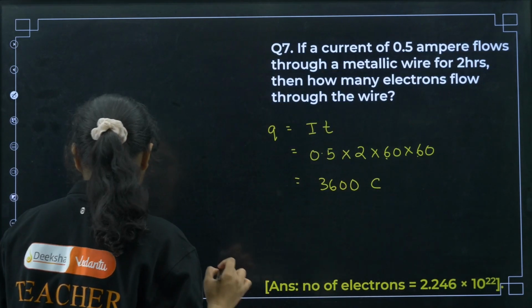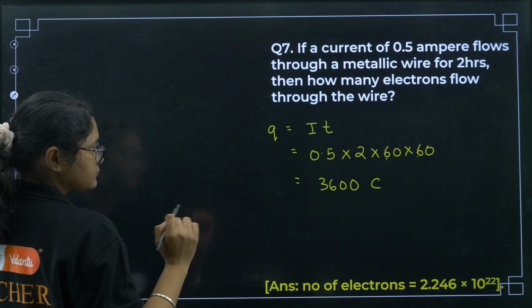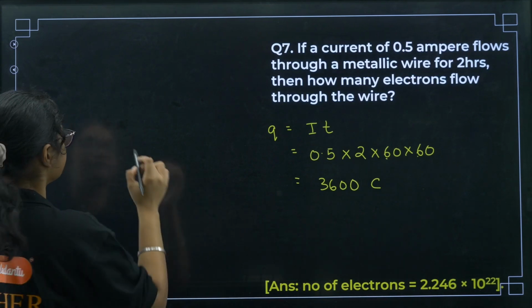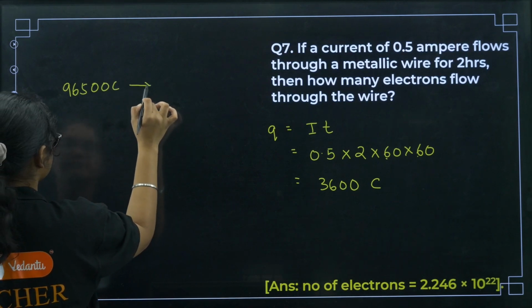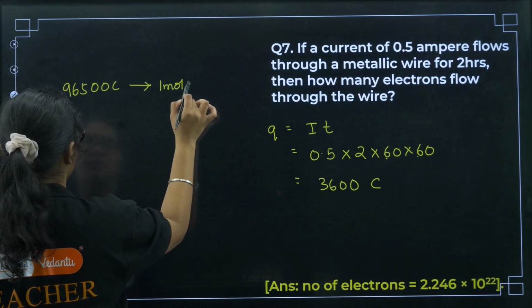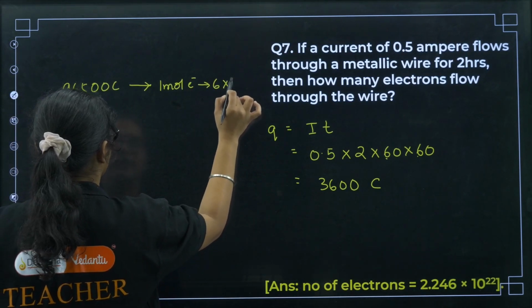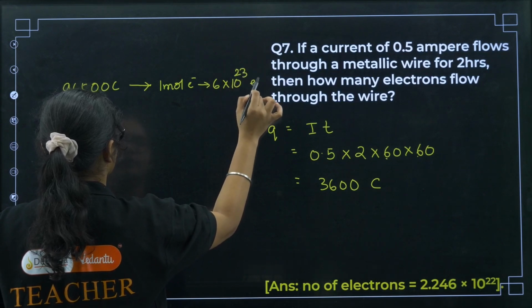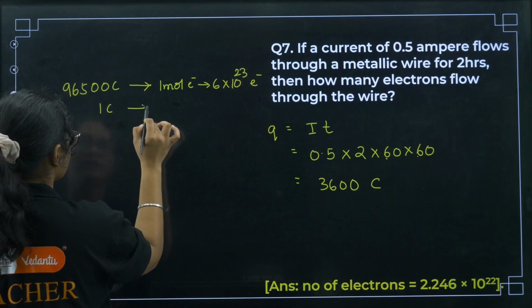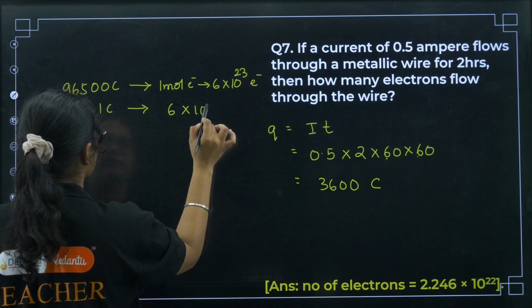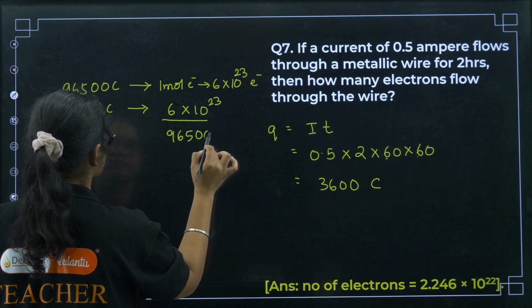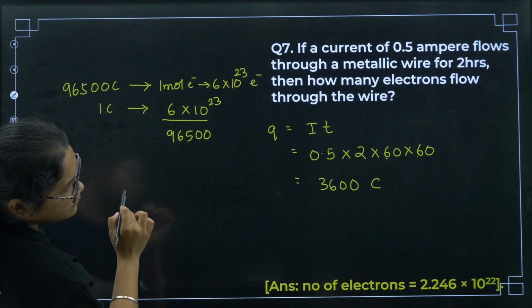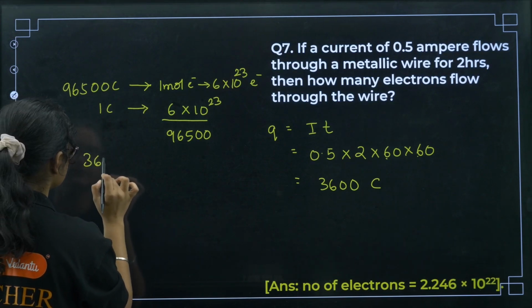Now we know how many electrons are flowing. We know that 96500 coulombs is for 1 mole of electrons, or I can say 6 into 10 to the power of 23 electrons. So for 1 coulomb, how many electrons will be there? 6 into 10 to the power of 23 divided by 96500. Now next we have, suppose, 3600 coulombs.